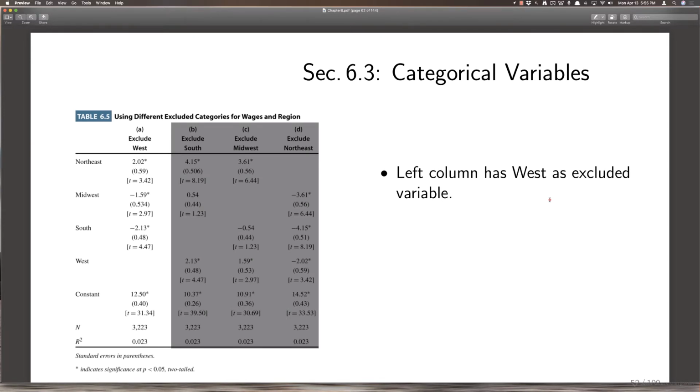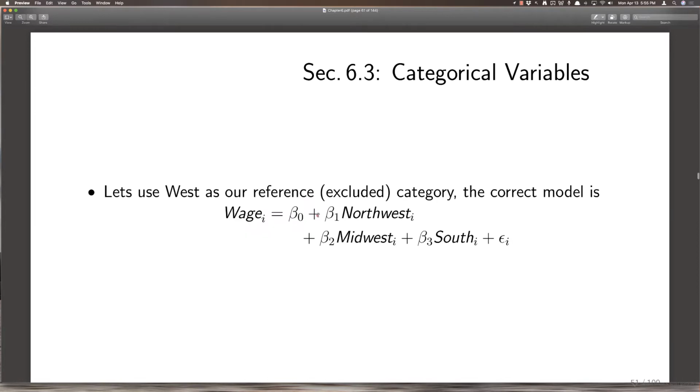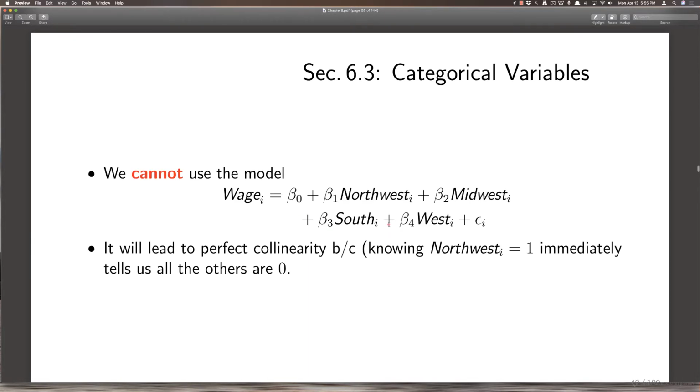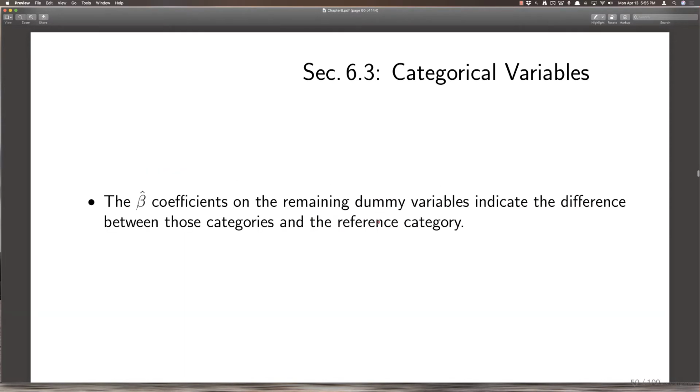So let's see what we have here. As you can see, I'm going to show you all 4 different ways we could have done this, right? We have 4 different categories. This is what we wanted to run, but we can't. So I'm going to run it by first dropping West, then I'm going to drop South, then Northeast, and then Midwest. I'm going to drop one at a time. Actually, I don't remember if that's the exact order, but you get the idea. I'm going to drop one variable at a time.